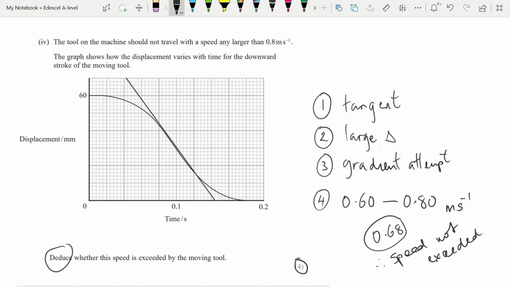So if you can, follow these rules. If it's a curve, you draw a tangent, a large triangle, attempt to calculate a gradient, you are going to pick up at least most of the marks for a motion graph question. And these are the trickiest ones, the ones with the curves.